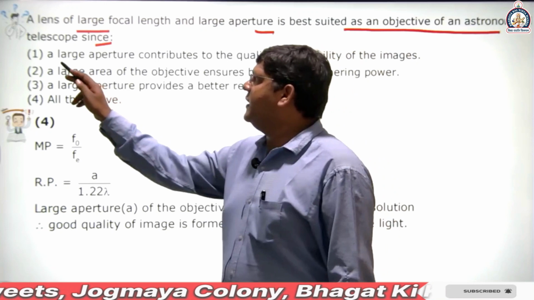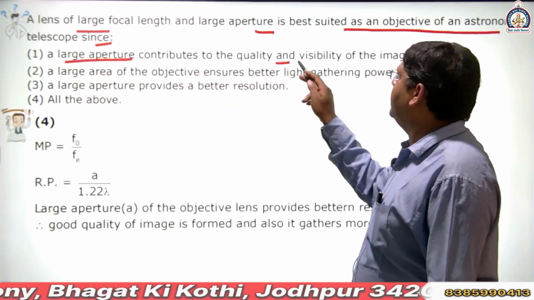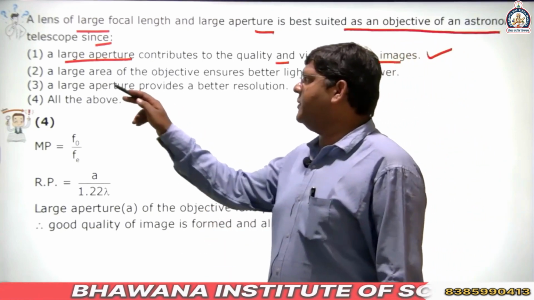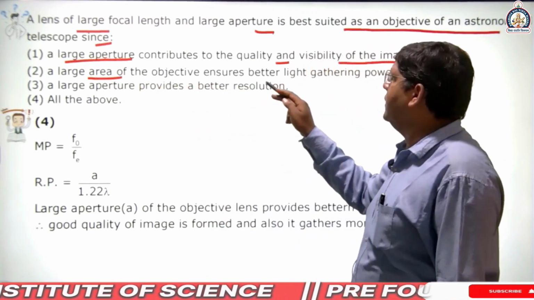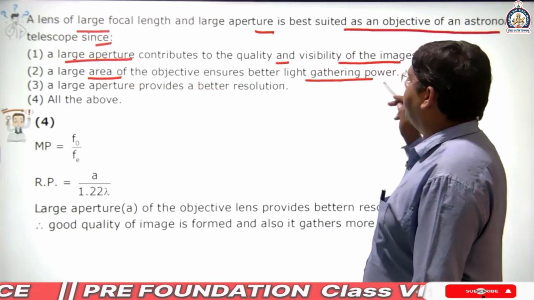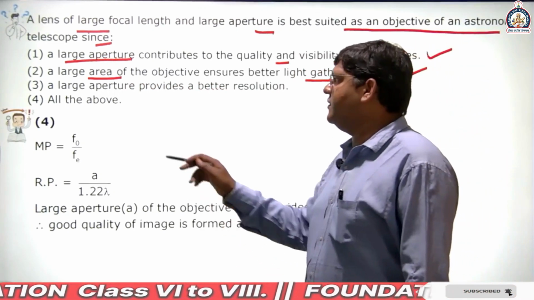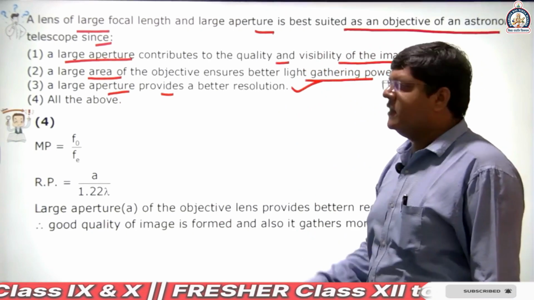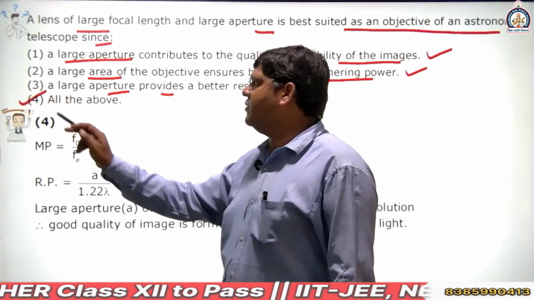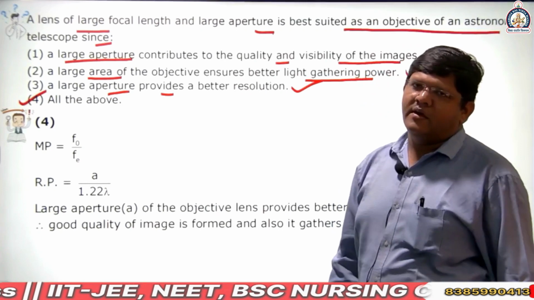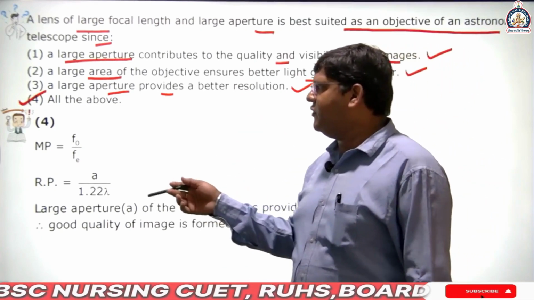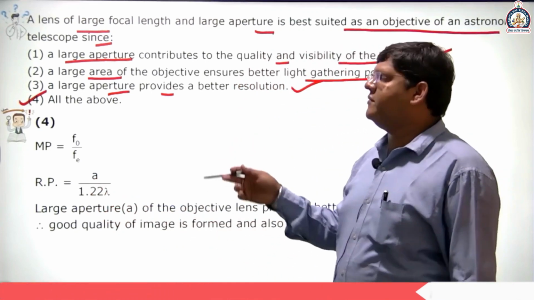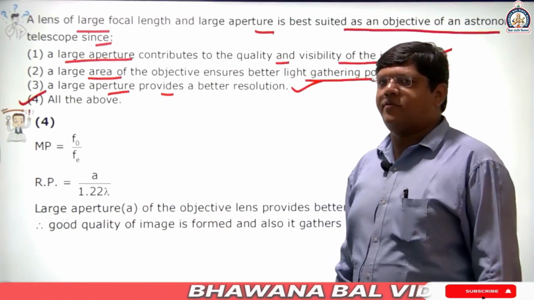The first says a large aperture contributes to the quality and visibility of the images. Absolutely right. The next says a large area of the objective ensures better light gathering power. This is also right. Third says a large aperture provides a better resolution. These all are correct. So option 4 is always correct. These are some of the formulas for magnifying power and resolving power. These all satisfy the required condition. That's why option number 4 is correct.